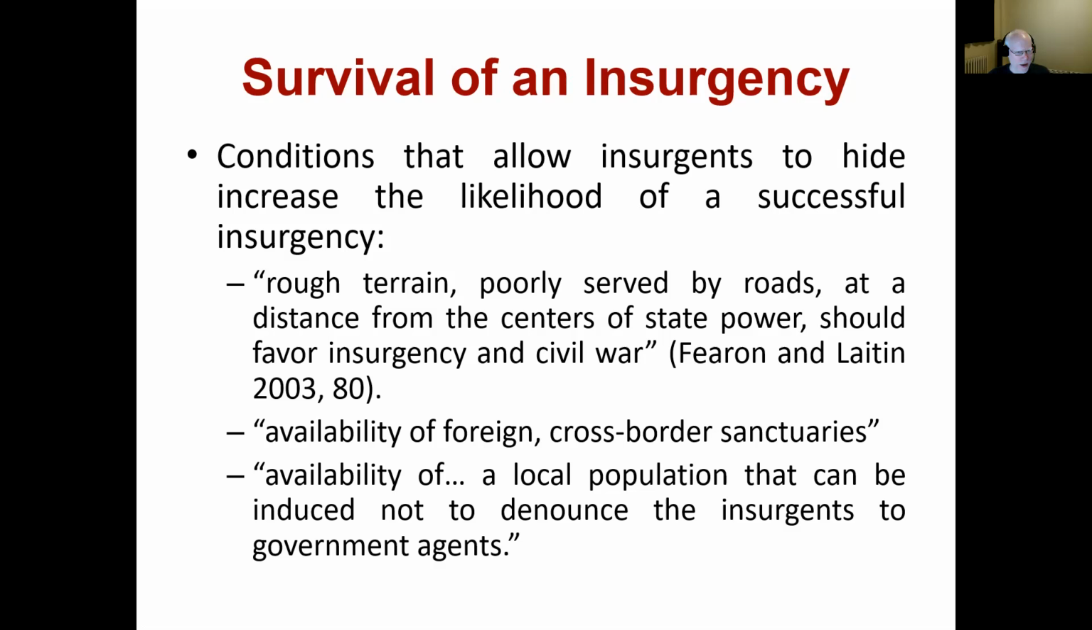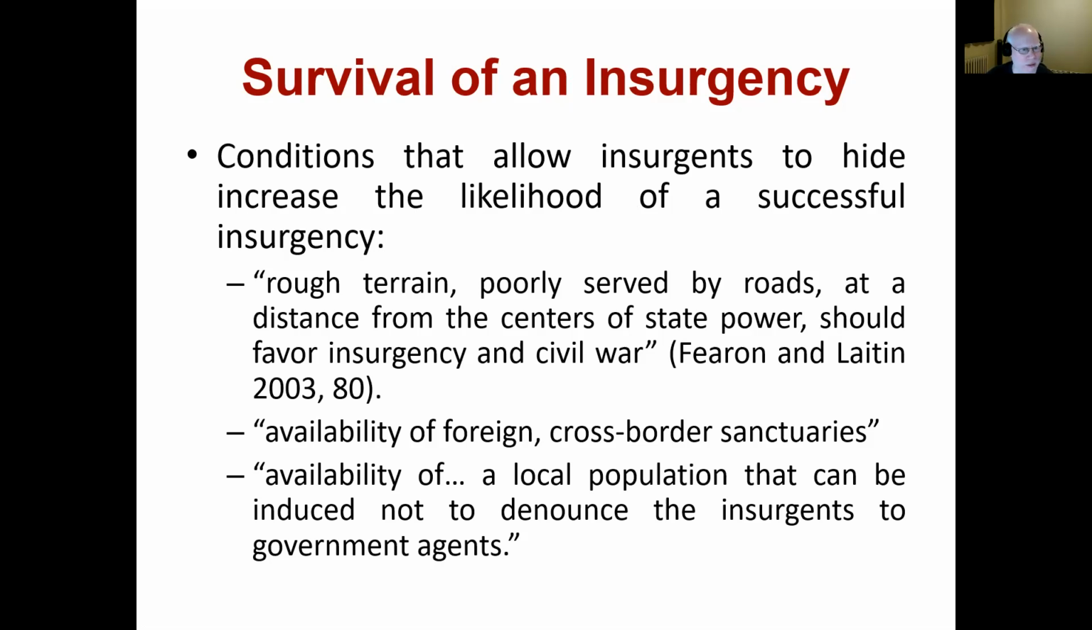So conditions that allow insurgents to hide increase the likelihood of a successful insurgency. One of the conditions for successful insurgency is the ability to hide. For example, you're able to carry out a strike against the government forces and then go hide before they're able to retaliate against you. You come in, you do the strike, and then you're able to disappear into either local communities or into an inaccessible region.